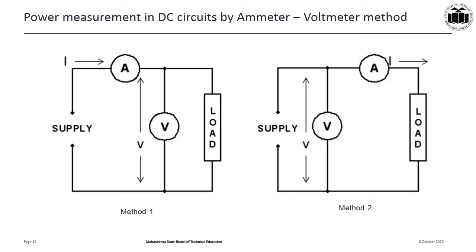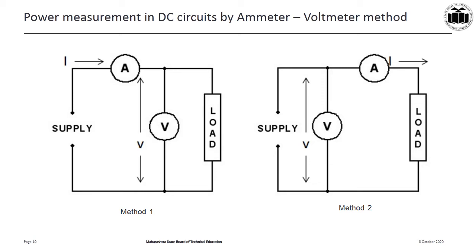The basic method of power measurement in an AC or DC circuit is the ammeter voltmeter method, in which the ammeter is connected in series with the load whose current gets recorded. A voltmeter is connected across the load to record the voltage drop taking place across it. The power recorded will be P equals V into I watt. Depending upon the connection of ammeter and voltmeter, two methods are shown in this slide.